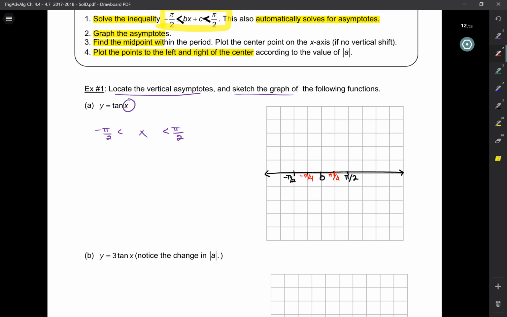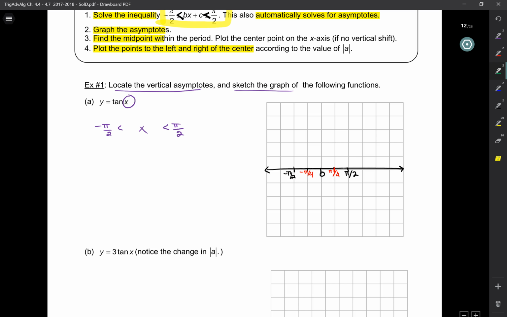Now, at negative pi over 2 and pi over 2, we're going to have our asymptotes. The reason why we do it this way is because those endpoints are always going to be our asymptotes. Now, the rest of it is simple. Here's how it's simple. For tangent, the center point is always going to be 0.